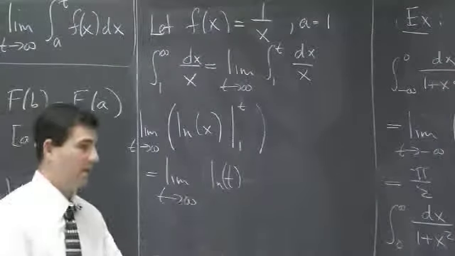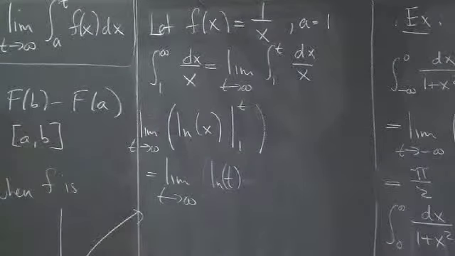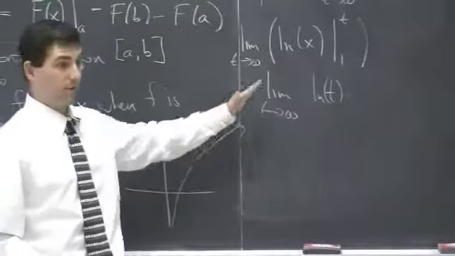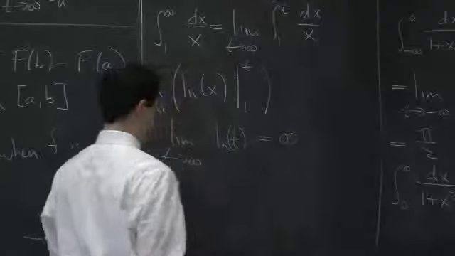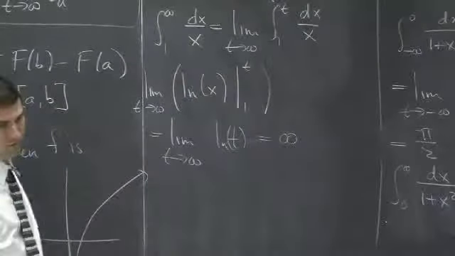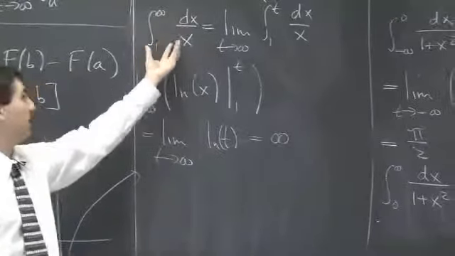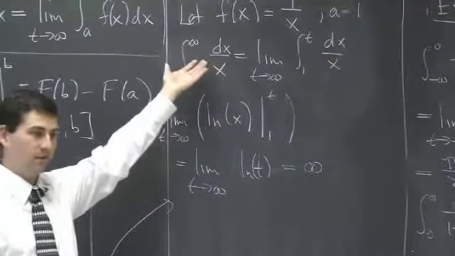Infinity. ln of t shoots up. It starts going very slowly up, but it goes up. It goes to infinity. So this limit doesn't exist. It's just an infinite limit, which means that this integral doesn't exist, which means you can't write down what the area of it is. You just know there's infinite area under that curve.